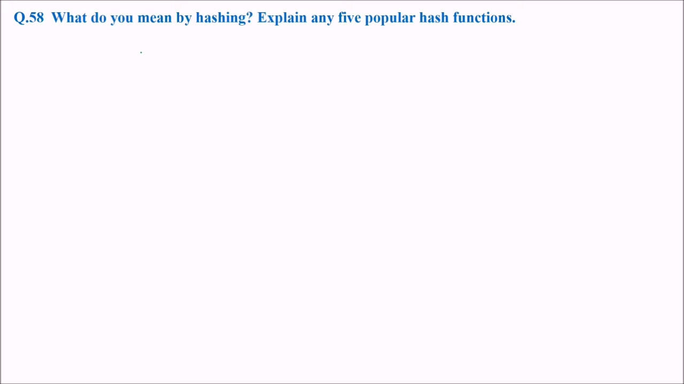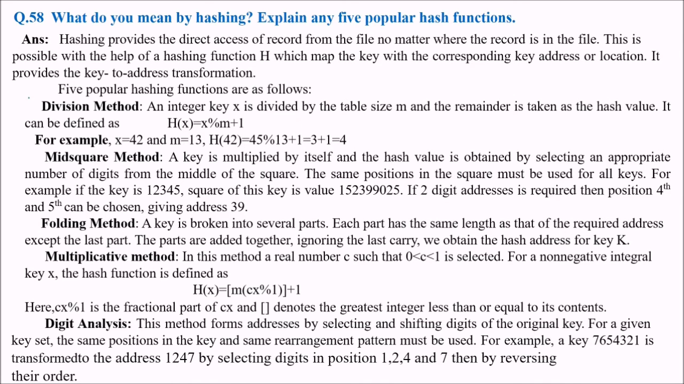What do you mean by hashing? Explain any 5 popular hash function. So hashing provides a direct access of records from file, no matter where the record is in the file. So this is possible with the help of hashing function h, which maps the key with the corresponding key address allocation. Hashing is a method for direct access to a record from a file. So this is possible with the help of hashing function. We'll see the hashing function.